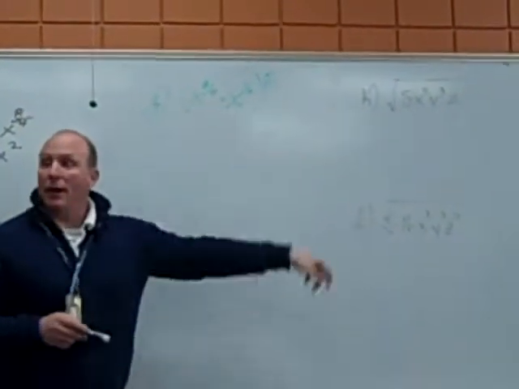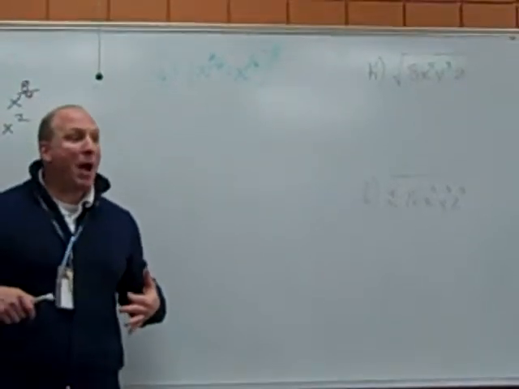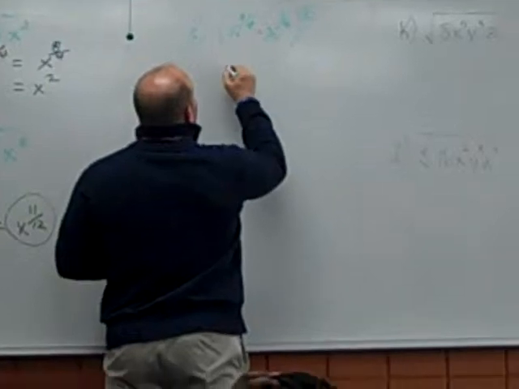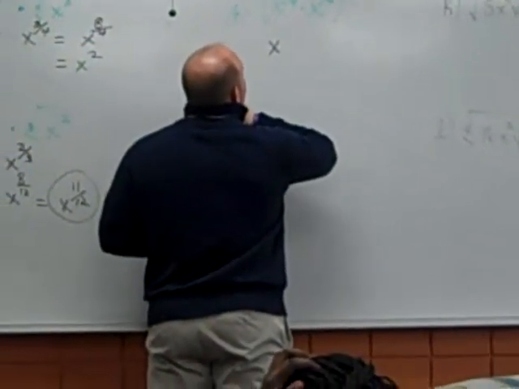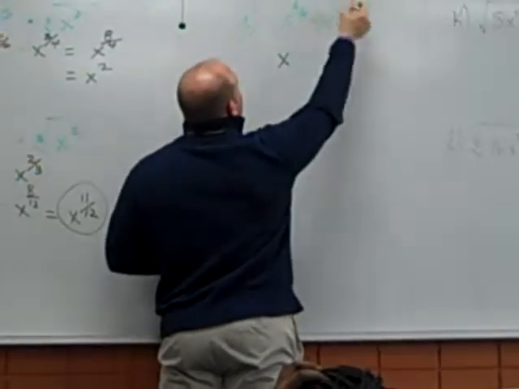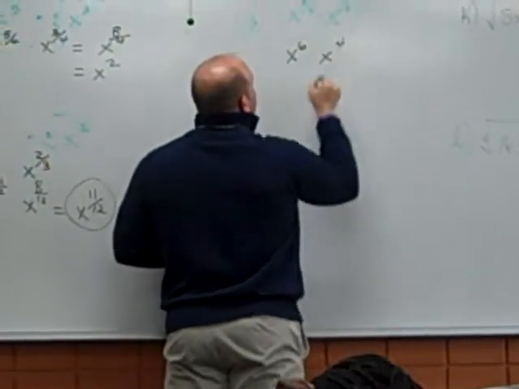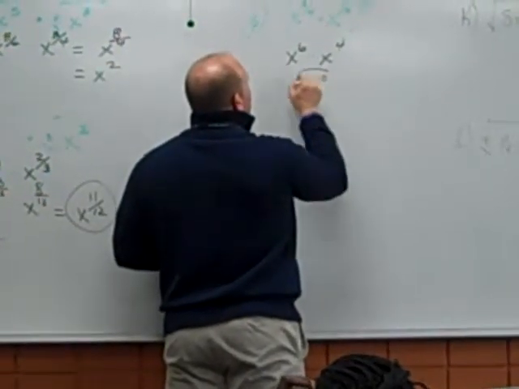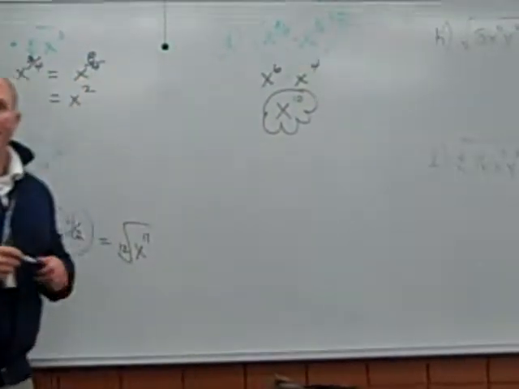What are we going to do here? Power to the power. So, x to the... 6. That would be 3 times 8 over 4. Half of 8. Grand total, x to the... Perfect.